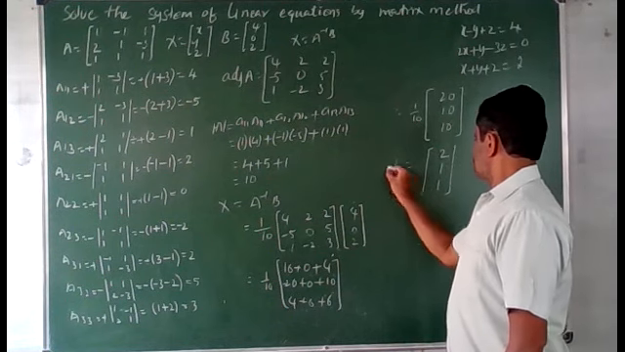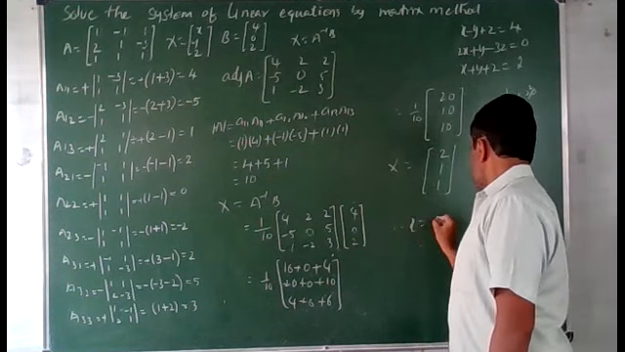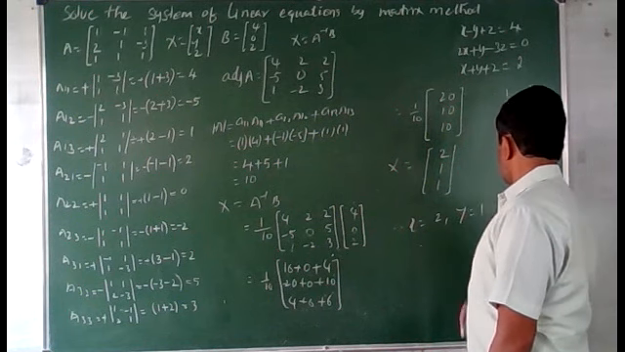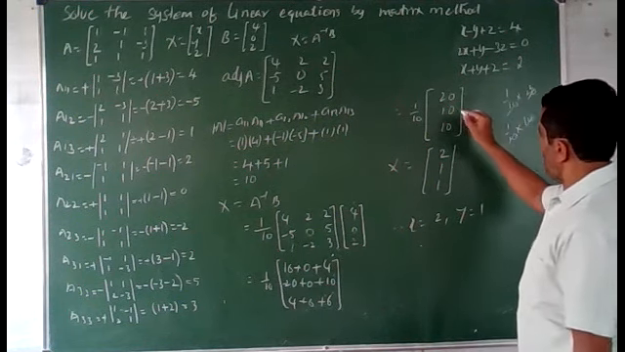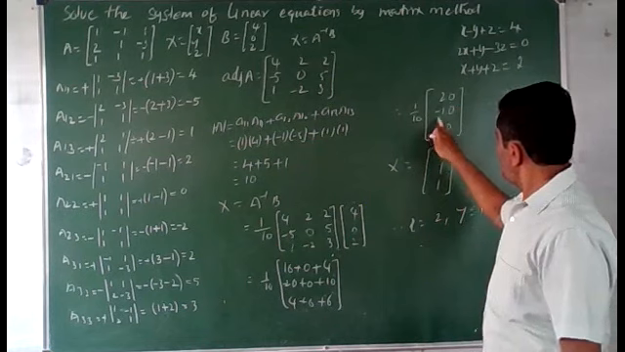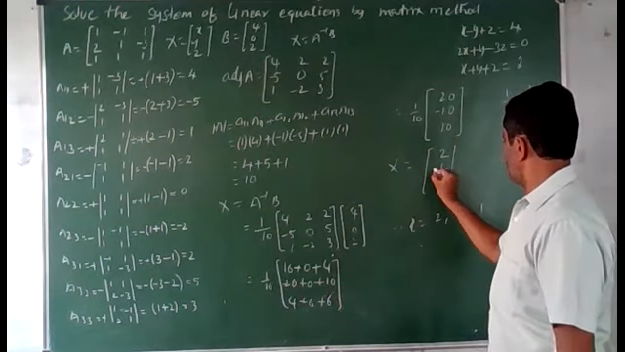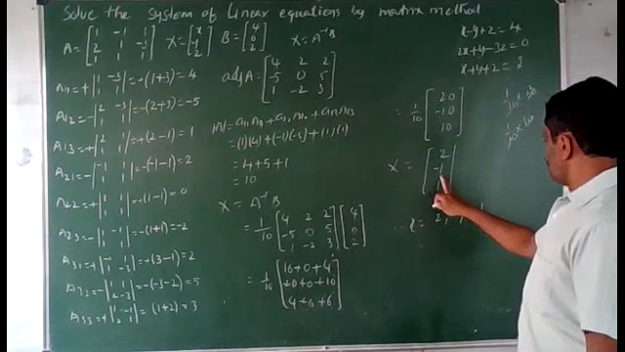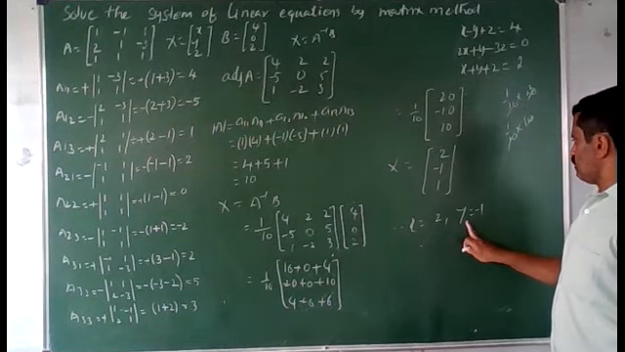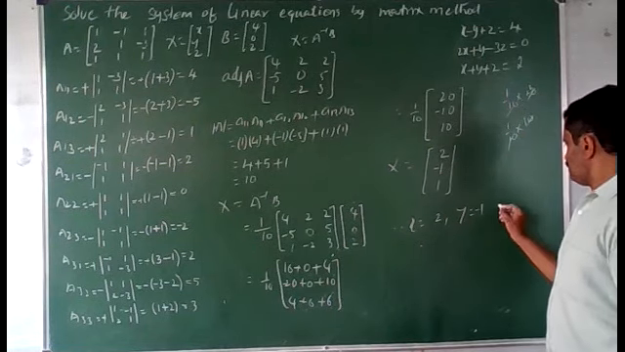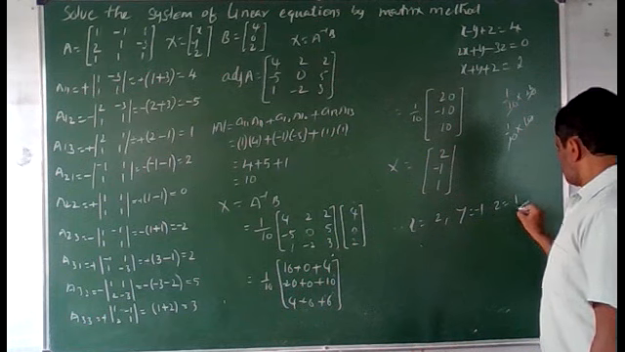Okay. So this is x. Therefore, x is equal to 2, y is equal to 1. Sorry, here we have minus 10. Minus 20 plus 10, we have minus 10. Okay, minus 1. So x is equal to 2, y is equal to minus 1, z is equal to 1.